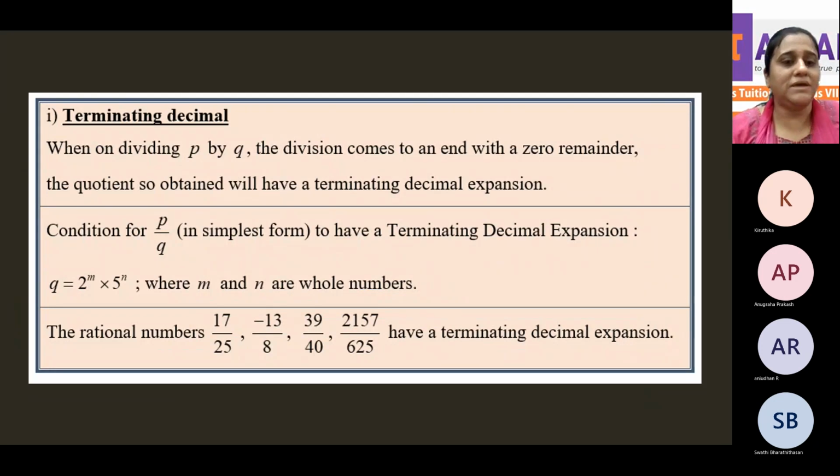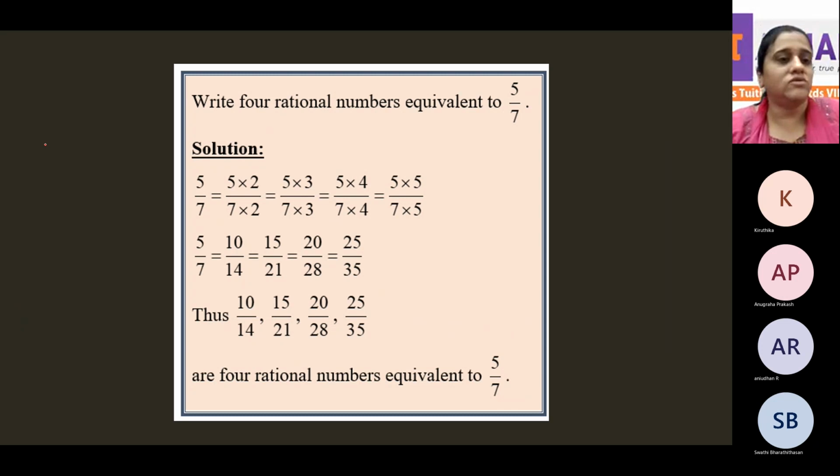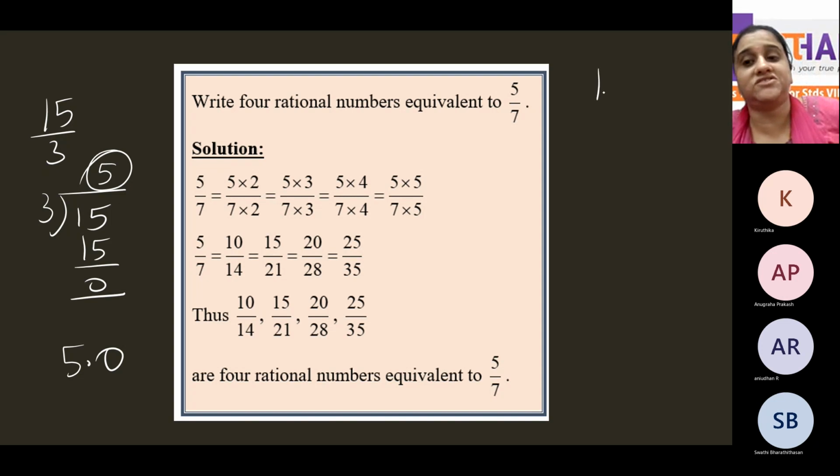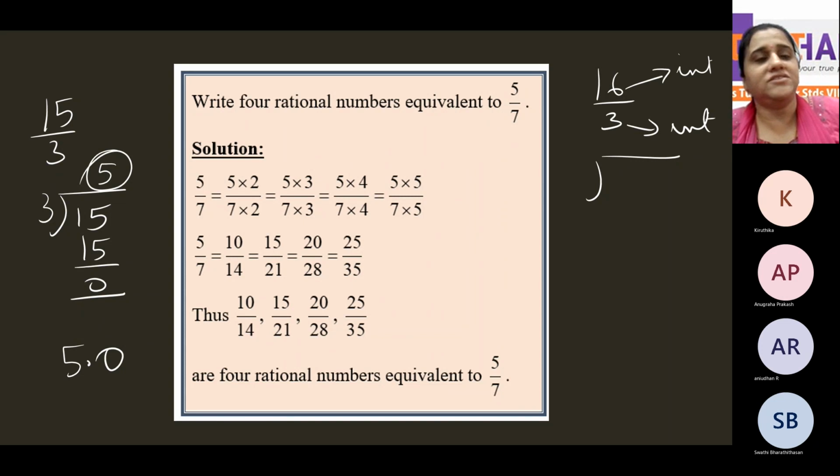So when you divide P by Q, supposing you divide, say, 15 by 3. What happens when you divide 15 by 3? The division comes to an end with a 0 remainder, and the quotient is a terminating decimal because 5 means 5.0. Now divide, say, 16 by 3. Again, it is integer by integer. It is a rational number. So we are dividing 16 by 3.